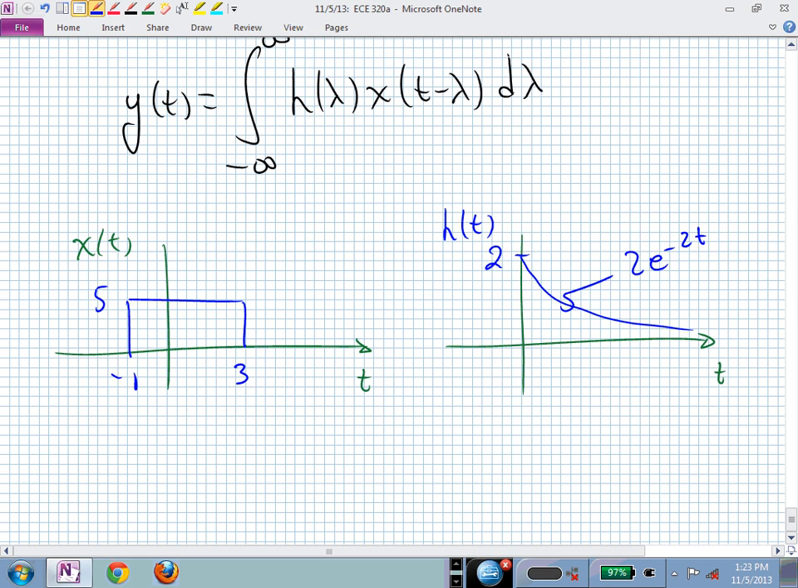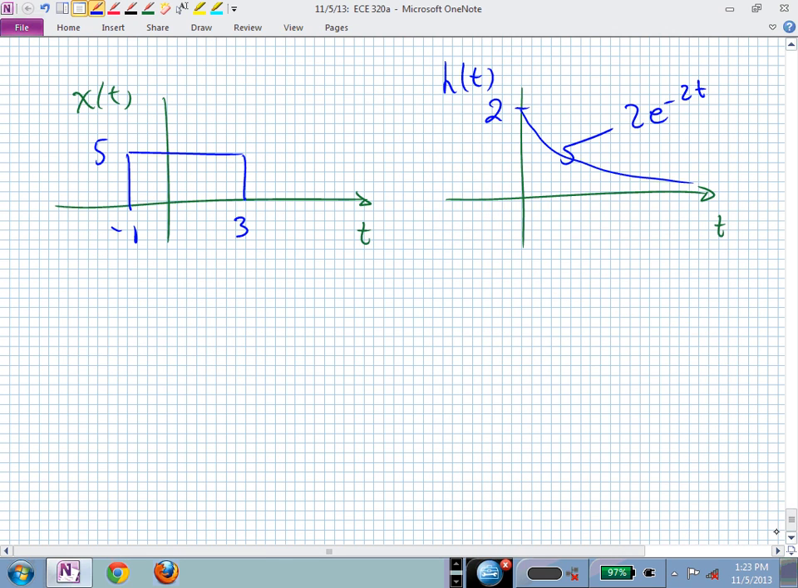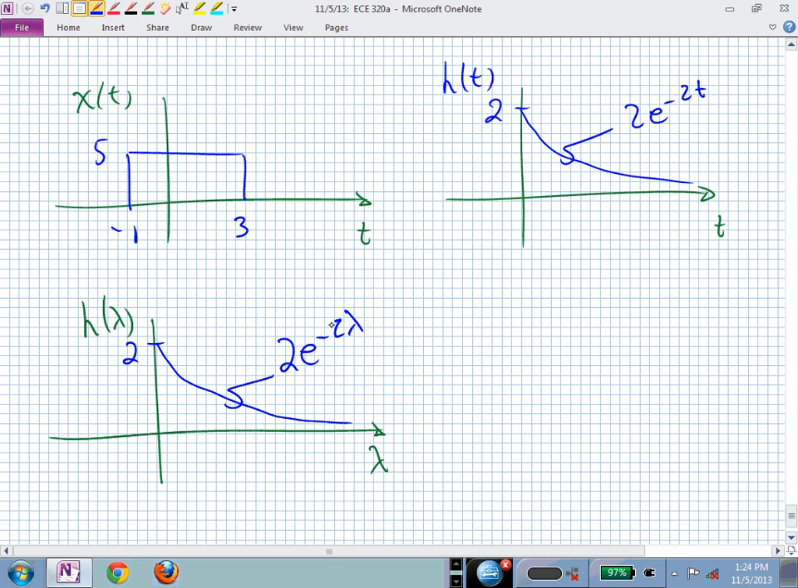In this convolution integral, I need h of lambda, don't I? But that's pretty easy because I have h of t. I just relabel my graph for h of t in terms of h of lambda. So let me do that. I'm going to do this in a lot of detail, but now I have a lambda for my independent variable. Here is h of lambda, and functionally it better look the same. It's now 2, it's going down, and this is now 2e to the -2 lambda.